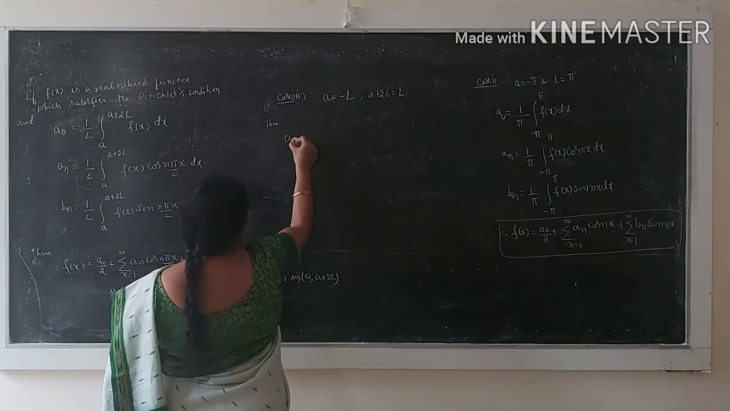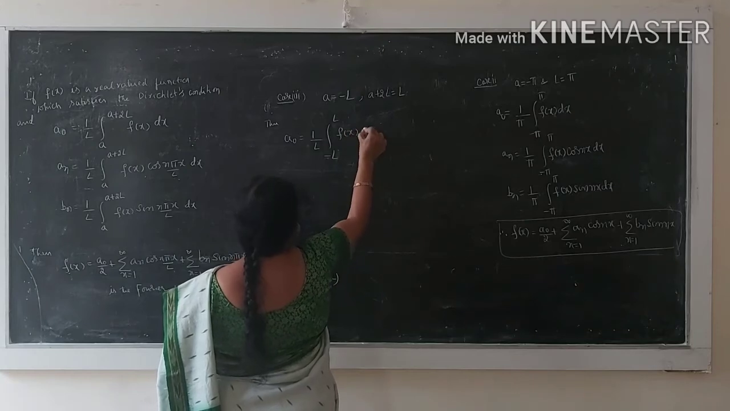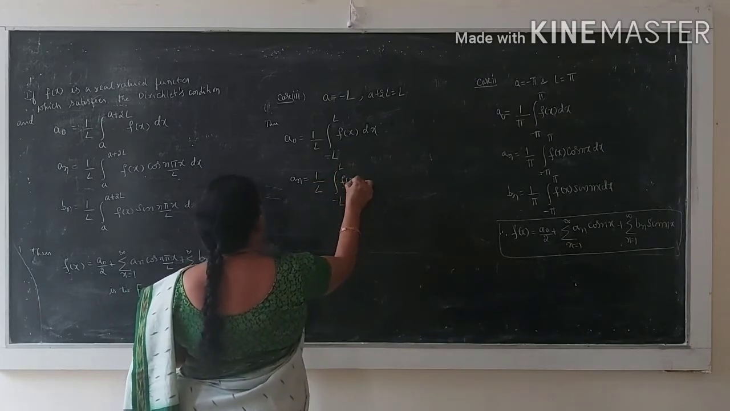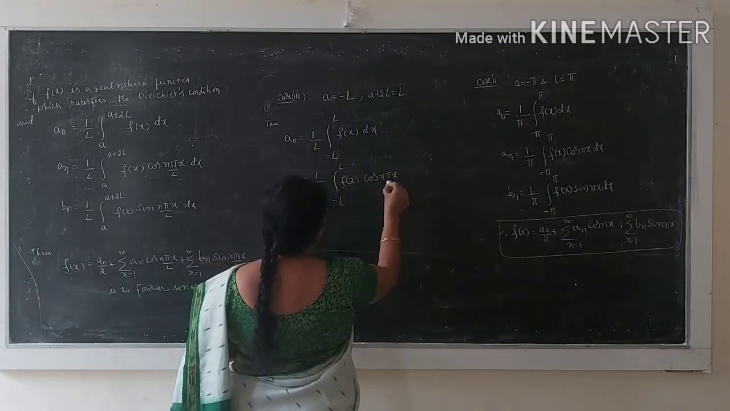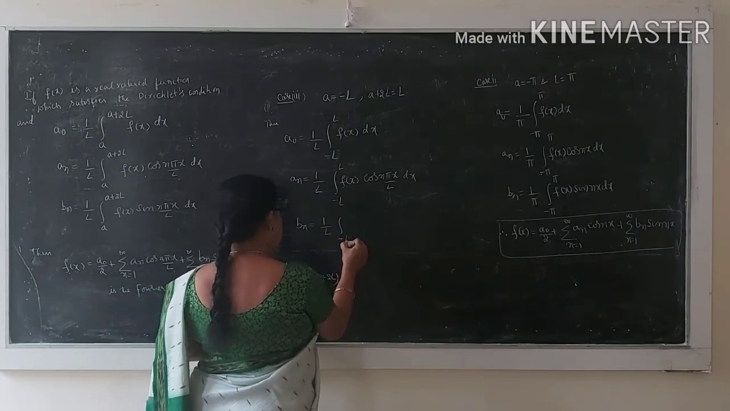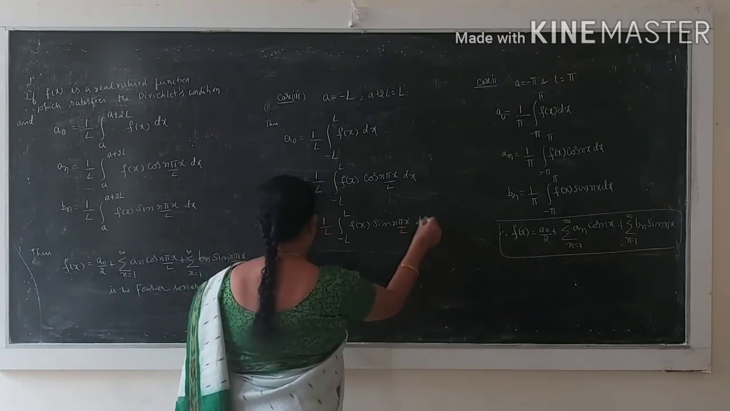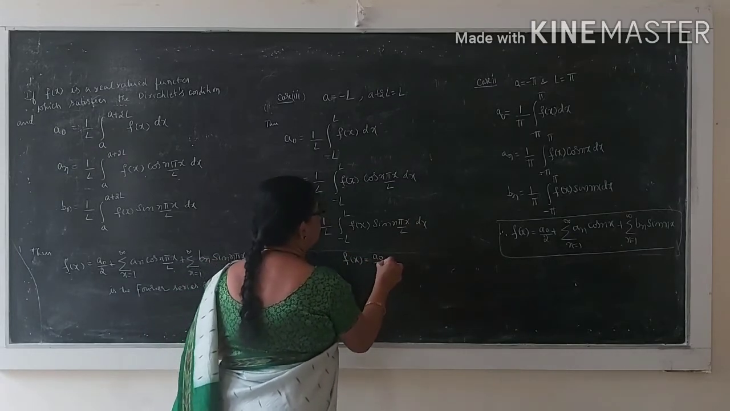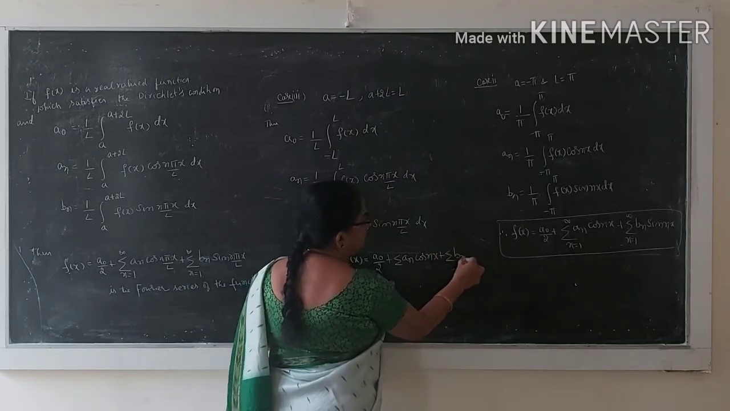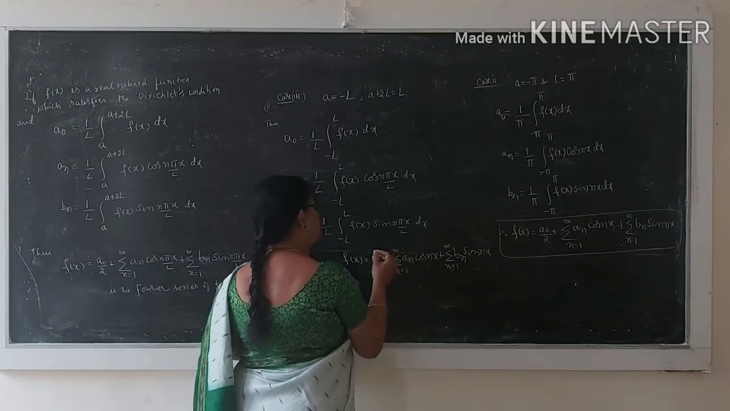Then a0 = (1/L) integral from -L to L of f(x) dx, and an = (1/L) integral from -L to L of f(x) cos(n pi x / L) dx, and bn = (1/L) integral from -L to L of f(x) sin(n pi x / L) dx, and your f(x) = a0/2 + summation an cos nx + summation bn sin nx, where n, that is the summation, ranges from 1 to infinity.